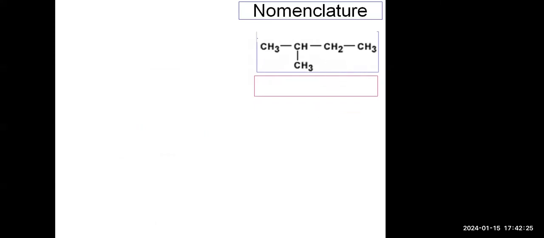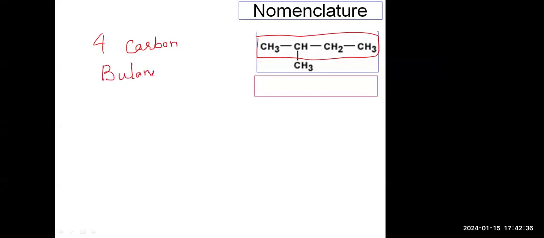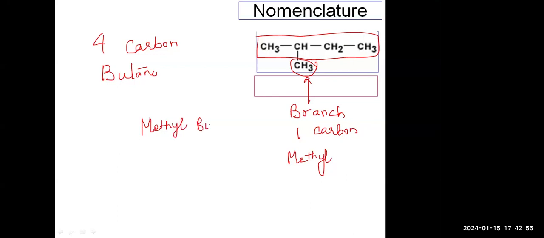Similarly, let us see. This is the parent chain. It has 4 carbon into it. The 4 carbon name is butane. And this is the branch. The branch has 1 carbon into it, and for 1 carbon, we know it is methyl. So the name is methyl butane. Now you can see it is located on the second carbon. So the name will be 2-methyl butane.